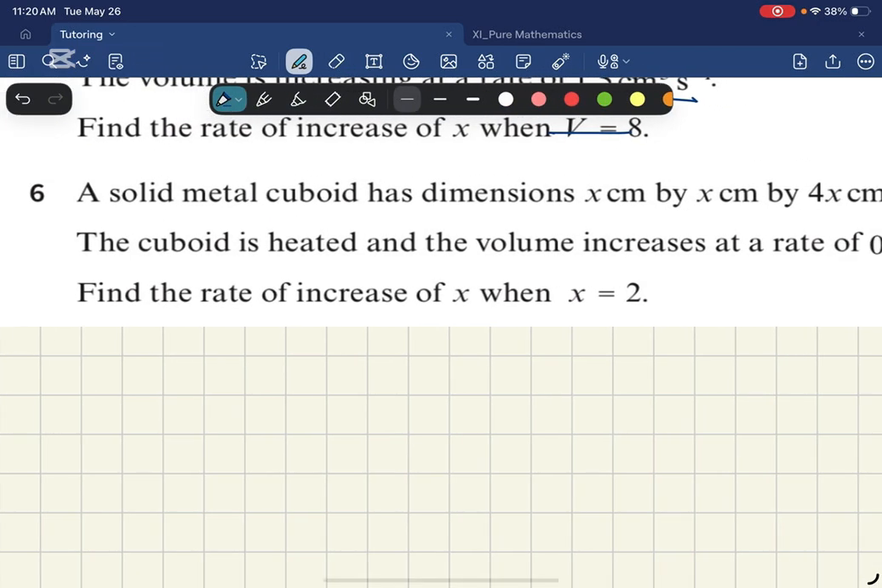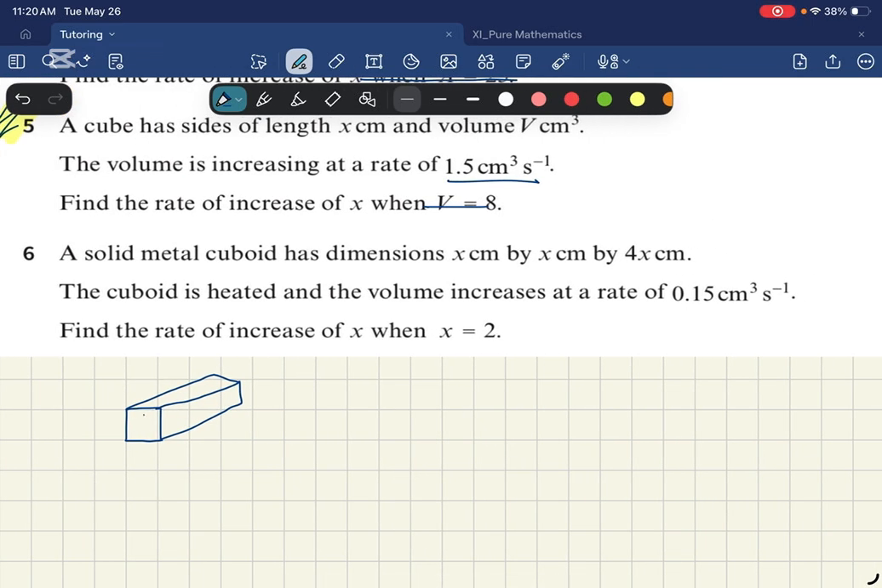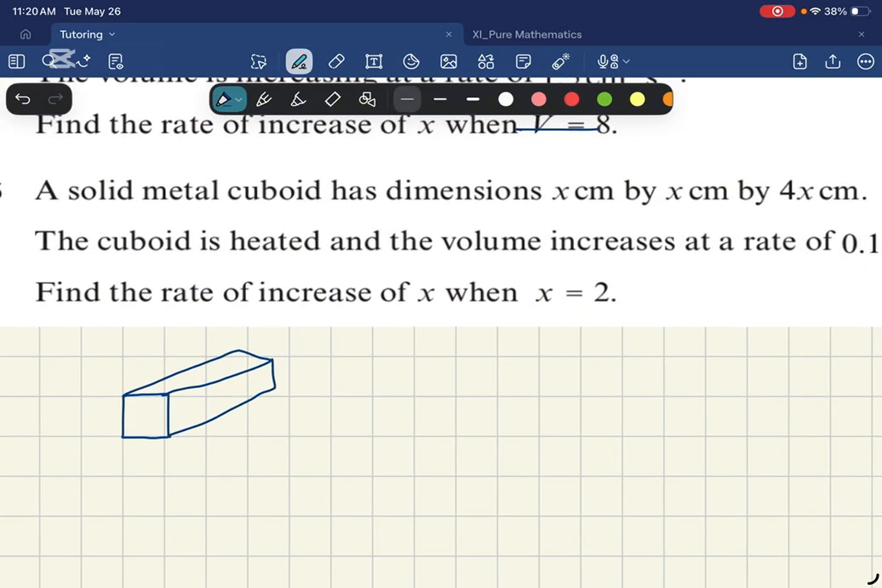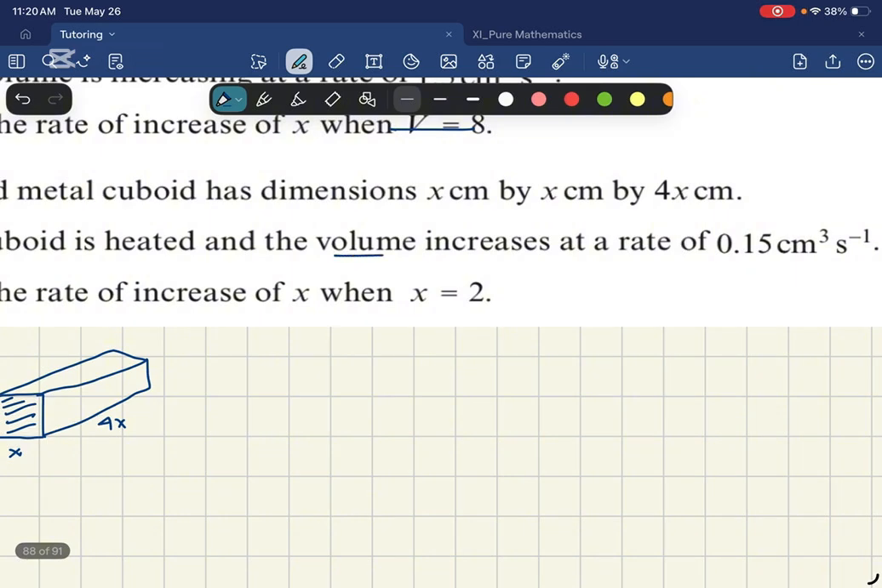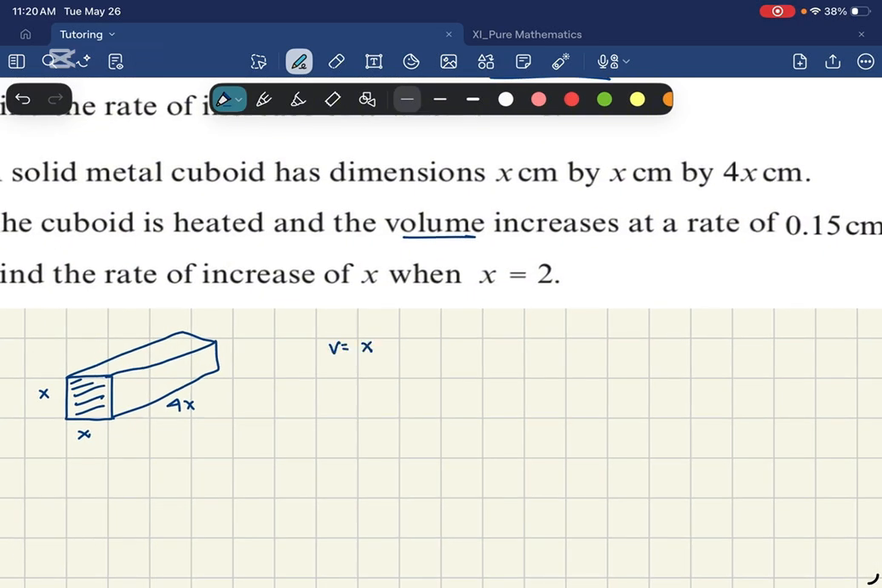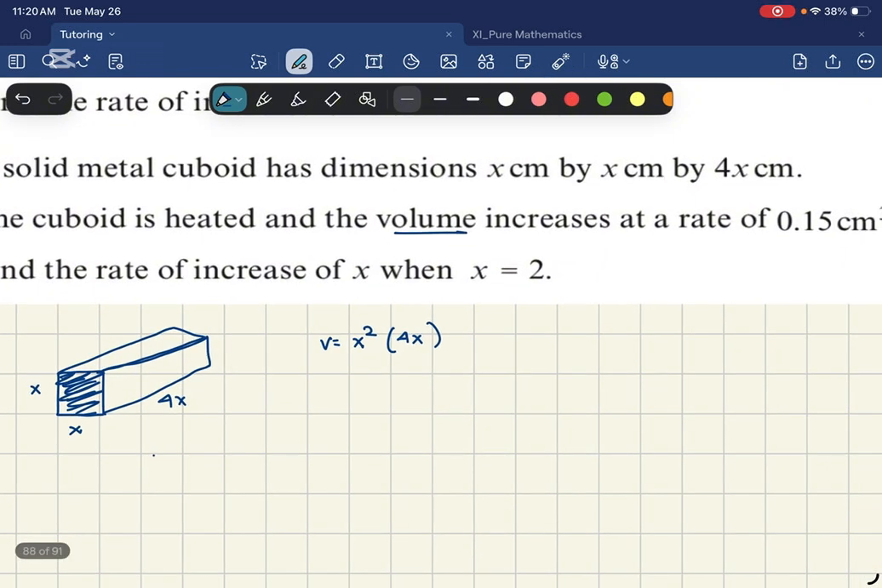A solid metal cuboid. A cuboid is this shape, right? So I'm very bad at drawing, but bear with me. So this is a square, and then that is a length, or however you want to think about it, has x by x. So this is x, this is x, this is the square face, and this is 4x is heated, and the volume, okay, so volume of this cuboid is x squared times 4x, right? You find the area of this squared face, and then you multiply by the length, and that is going to give you the volume.